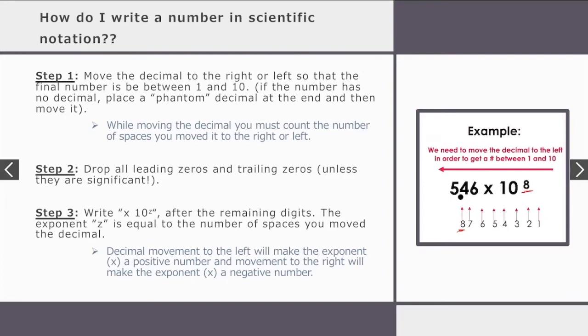So let's take a look at this last part right down here. Decimal movement to the left is going to make the exponent a positive number. So in this case, we had to move our decimal to the left, and so that 8 is going to be a positive 8. But if we're starting with a really tiny number and we have to move our decimal to the right in order to get it to be a number between 1 and 10, then our exponent is going to be negative. And we're going to talk more about that on the next slide.